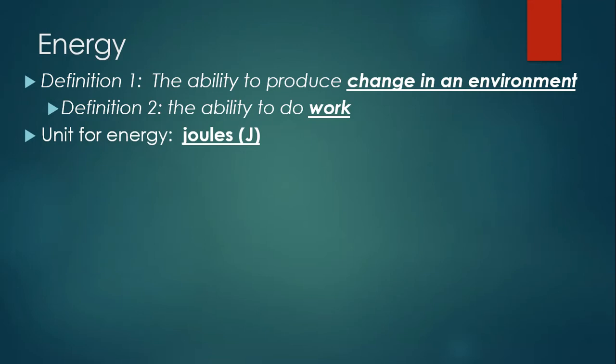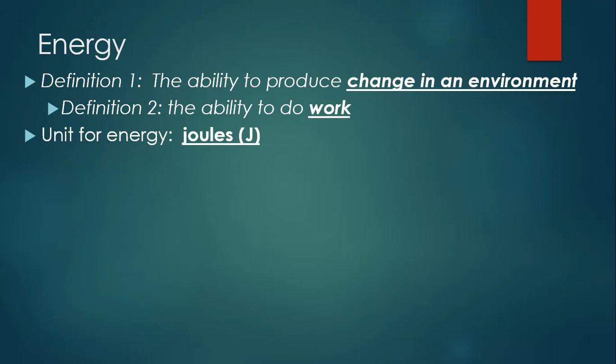The unit for energy, all energy, is joules. You may recognize that from chemistry. It's named after the physicist James Joule. Capital J is the abbreviation, but all kinds of energy are measured in this unit. Heat energy, light energy, electrical energy, all kinds of energy are measured in joules. There are lots and lots of different kinds of energy.